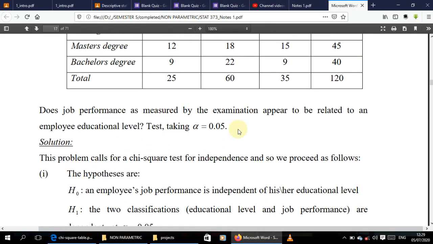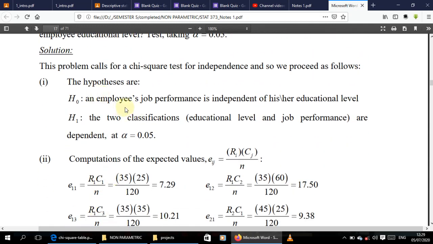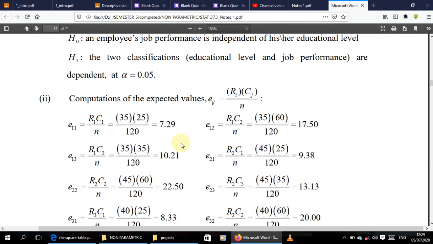So you want to see whether job performance as measured by the examination appears to relate to educational background. Are they dependent or independent? Test at alpha equals 0.05. State the hypothesis: the null hypothesis is that the employee's job performance is independent of his or her educational background. The alternative is that the two classifications, educational level and job performance, are dependent. The opposite of independent is dependent. The null hypothesis is always independent, and the alternative is dependent. Take note.